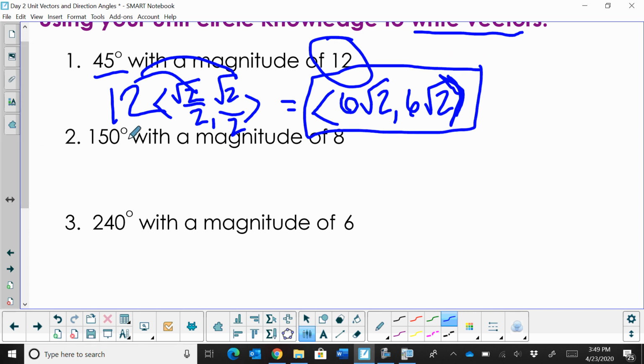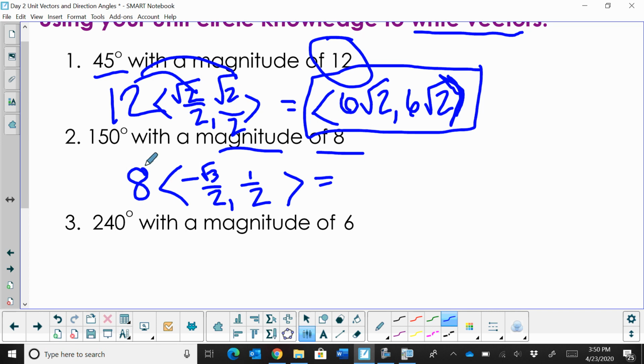So let's look at 150 with a magnitude of 8. Well, let's write the vector at 150, and that's negative square root of 3 over 2, positive 1/2, and that has a magnitude of 1, but we don't want 1, so we're going to multiply it by the magnitude of 8. Multiply by 8, so distribute it in because it's a scalar, and that gives us negative 4 root 3 and 4. And there is that vector.